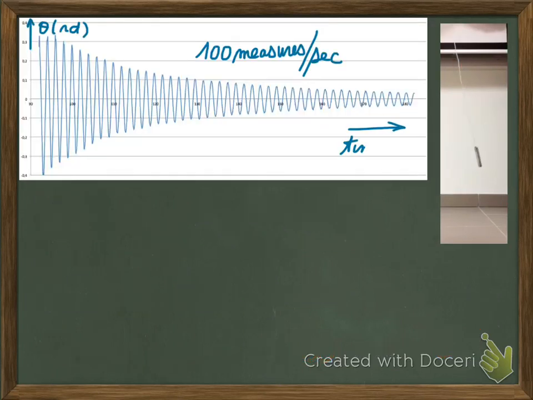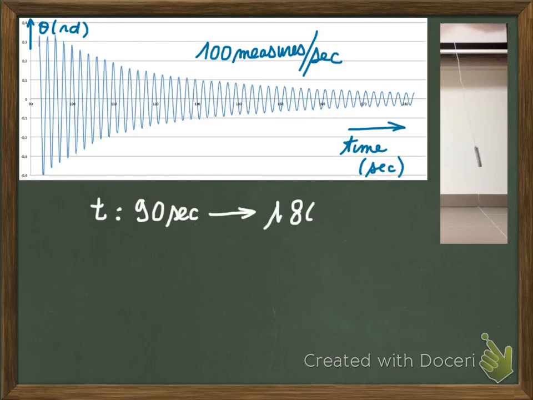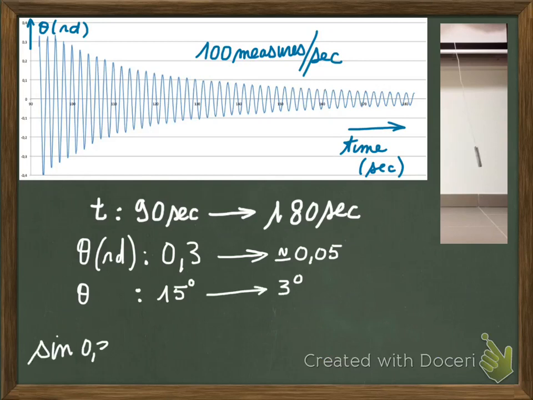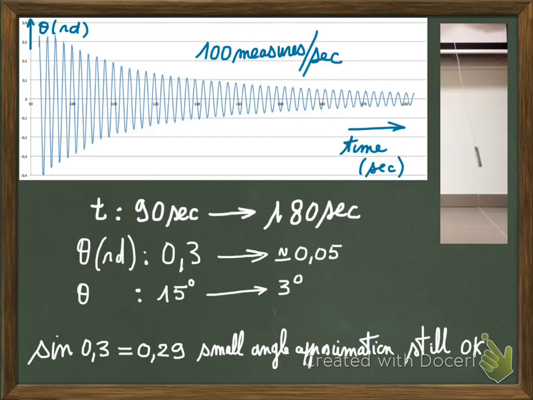So what we observe is theta versus time measured 100 times a second for a period of about 100 seconds, more than a minute, and an angle moving from 0.3 to 0.05 roughly, which means an angle moving from 15 degrees down to 3 degrees. When the angle is 15 degrees, it's questionable if the small angle approximation is still valid. But if we do a calculation immediately, we see that the sine of 0.3 is equal to 0.29. So we believe that the small angle approximation is still okay.